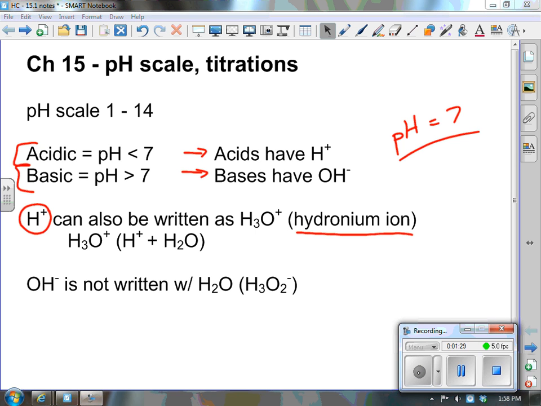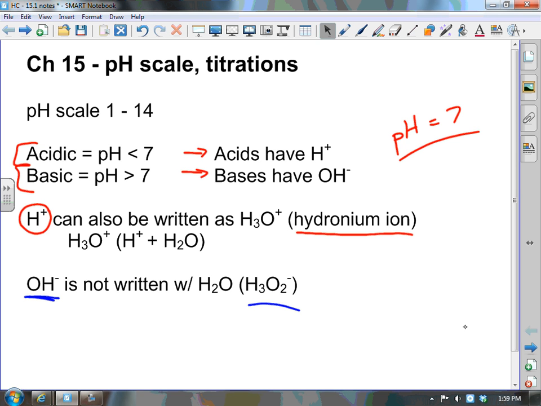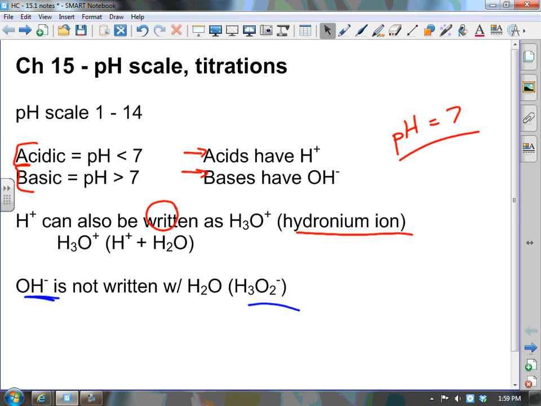Now we don't see that written for hydroxide ions, or the OHs. When we're talking about bases, we just see it written as OH-. We do not see it written as OH with water. So you're never going to see an H3O2- formula. So which is correct? Both of these are correct, the H+ as well as the H3O+, but we won't see that occur for the hydroxide ions.